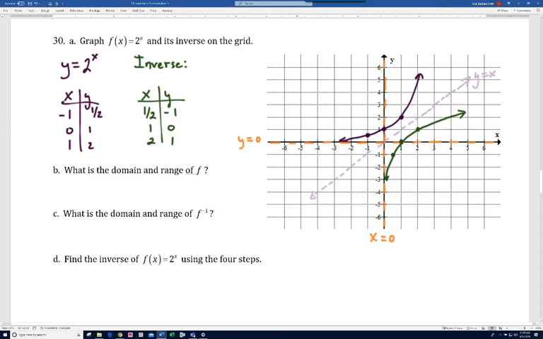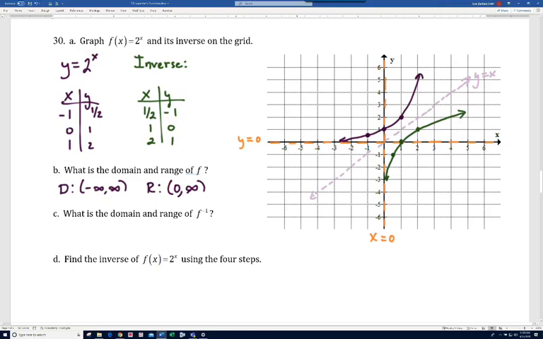All right, so let's see. It says, what is the domain and range of f? Well, for any exponential function, we know the domain is all real numbers. And you can see that from the graph here. It goes forever left and forever right. Doesn't skip anything. The range is going to be from 0 to infinity. Notice there is no lowest y value, or I should say we don't quite get to 0, but that would be where our range starts, and then it goes up forever, so that'd be 0 to infinity.